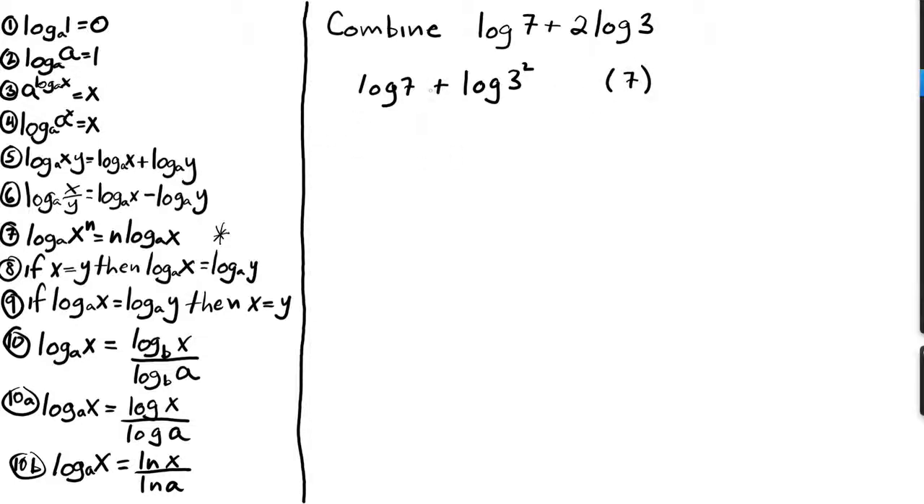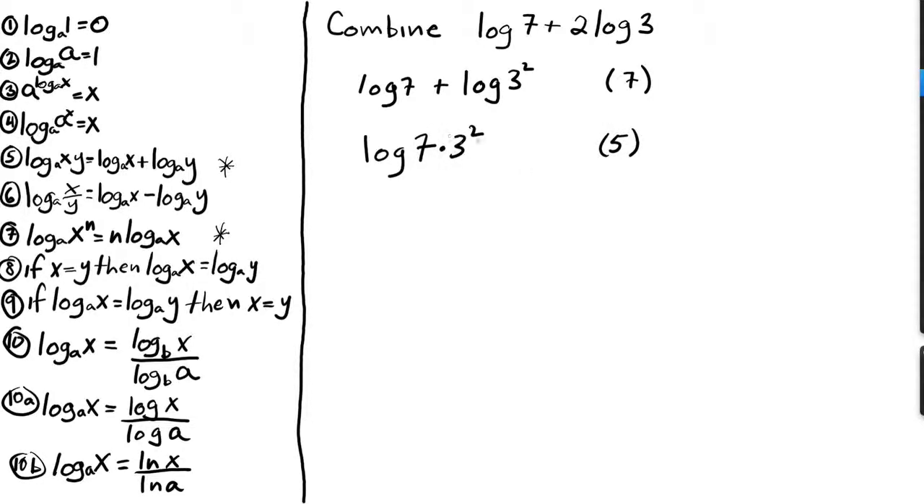Then I have an addition sign here, so addition is over here at Rule 5. I can put those together as multiplication. So I'm going to say 7 times 3 squared, and I can do that because of Rule 5.